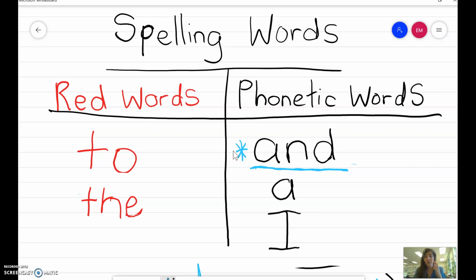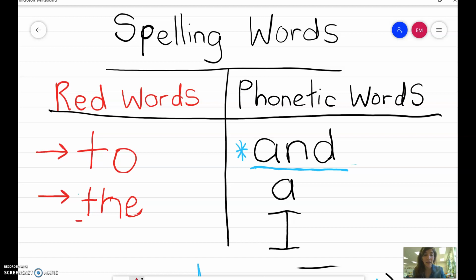So really, when you're introducing the words, you just want to walk through it with your child, talk about each sound they hear, and with the phonetic words, it will be pretty straightforward, I hope. With the read words, you want to talk to your child and help them notice that there may be chunks in it that they recognize.